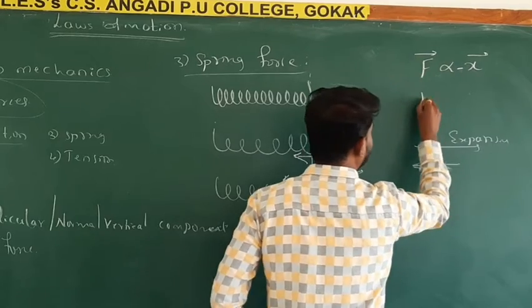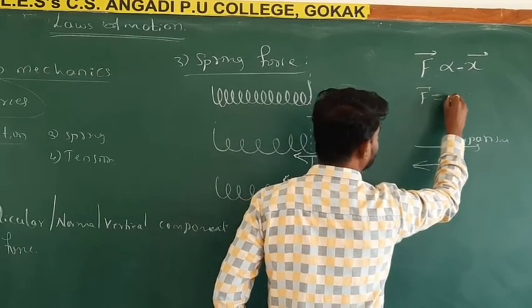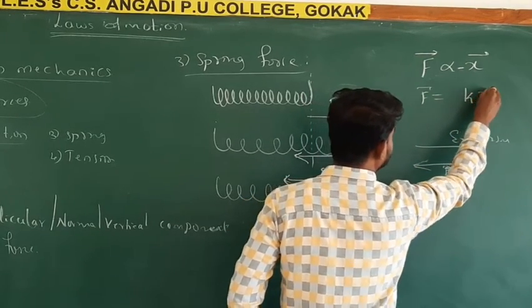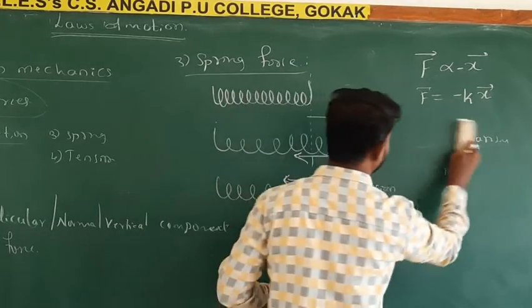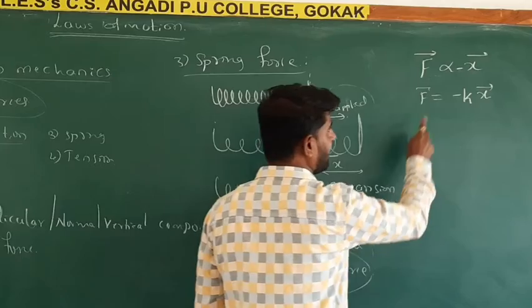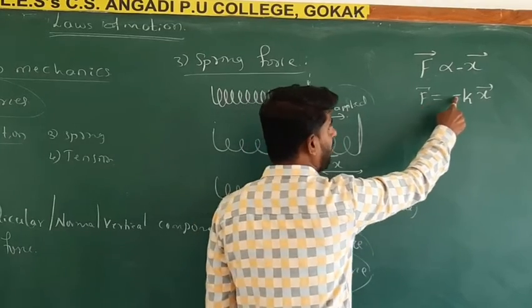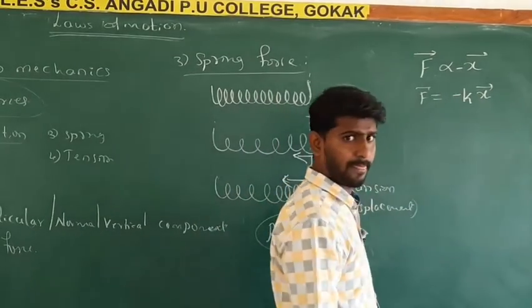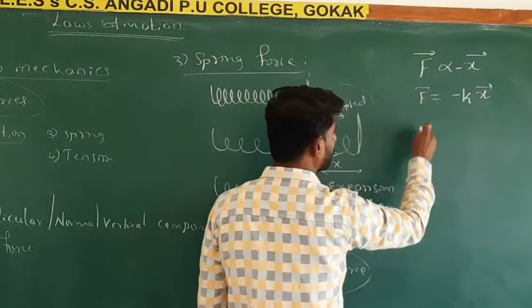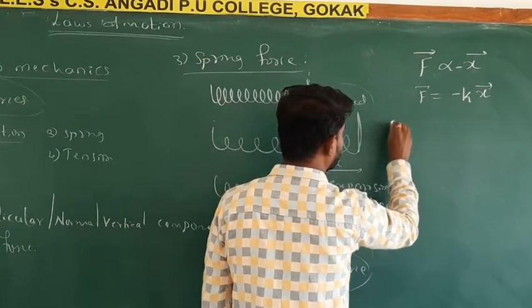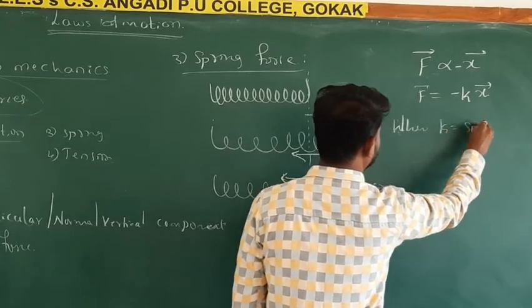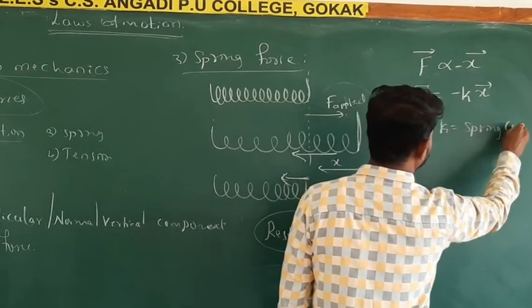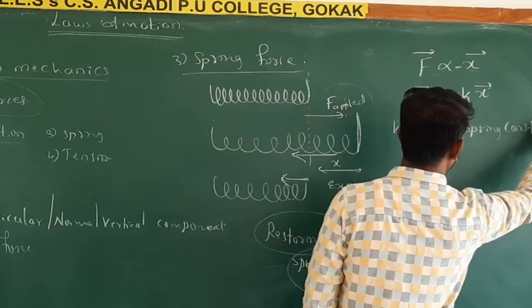Okay, so then I want to write the equal sign. I should mention a constant here, k, and this is x. This is minus k x. Right, so we should read it as spring force is equal to minus k into x. Okay, this is displacement, this is spring force, where k is the spring constant.